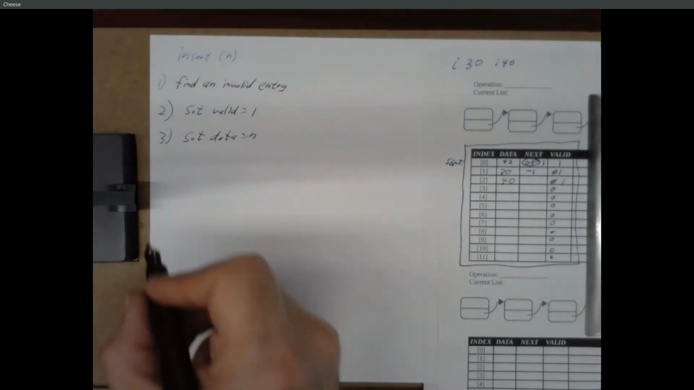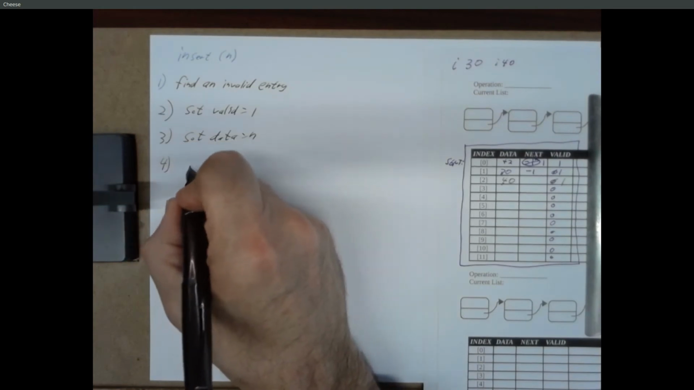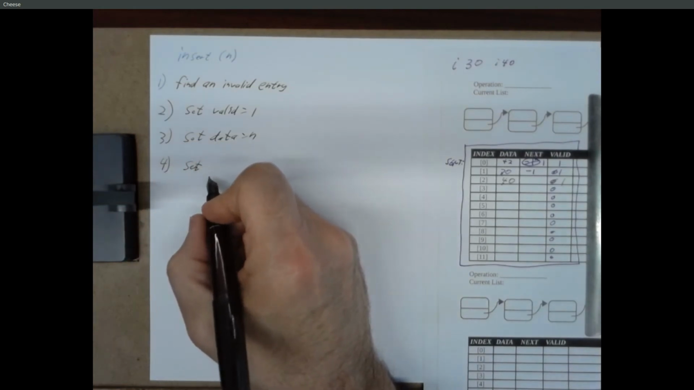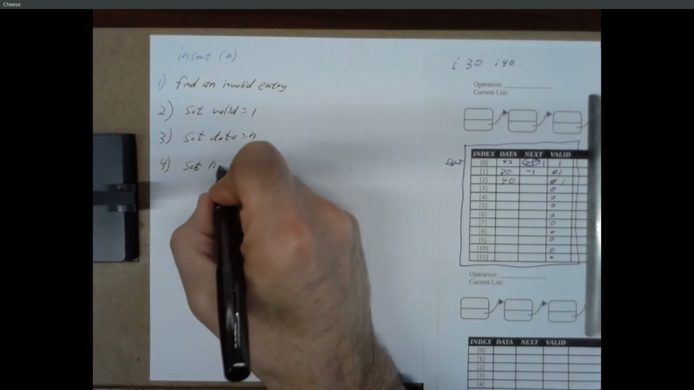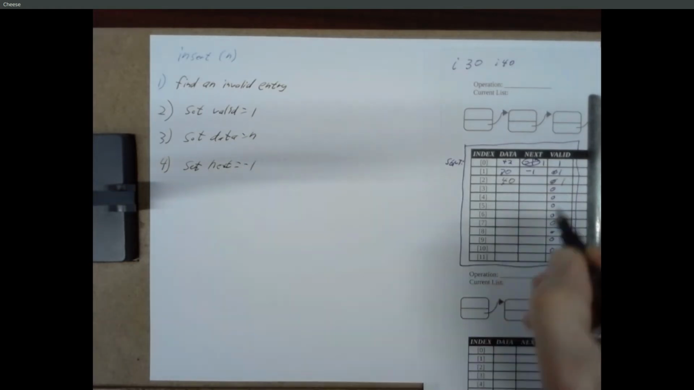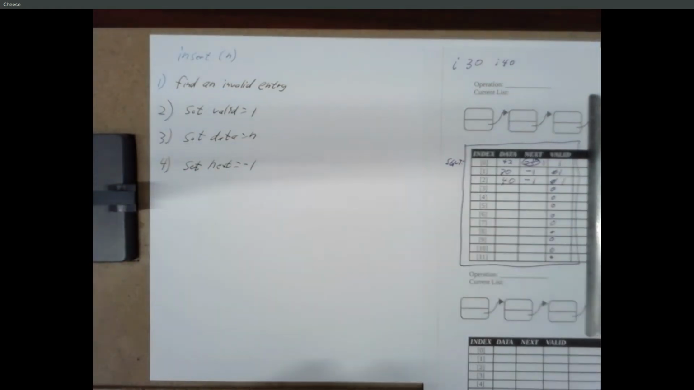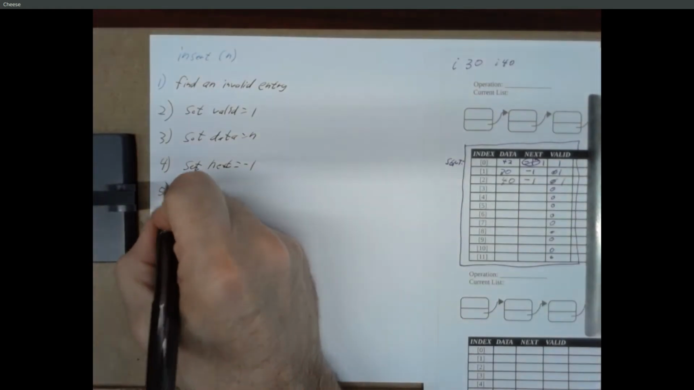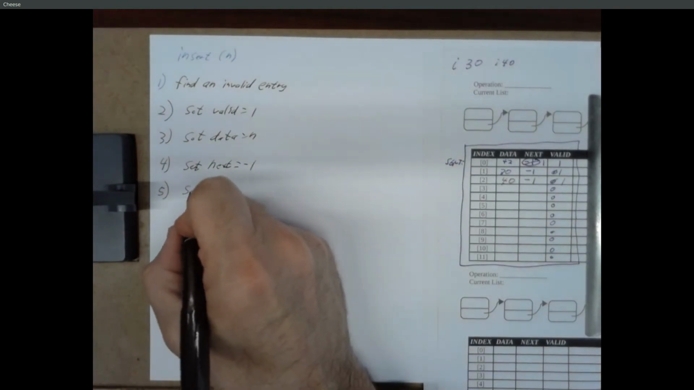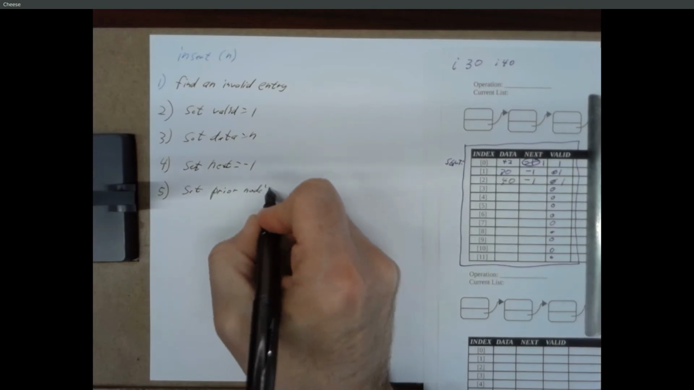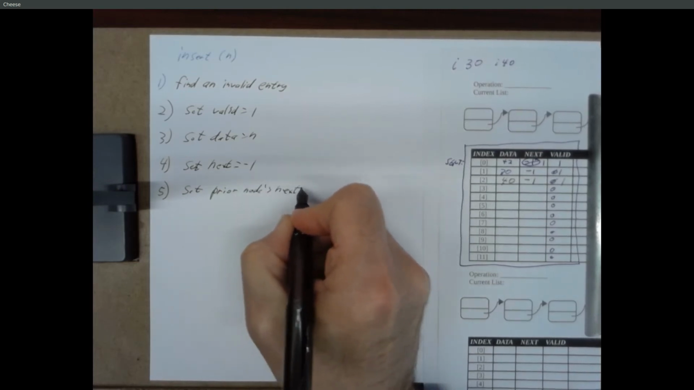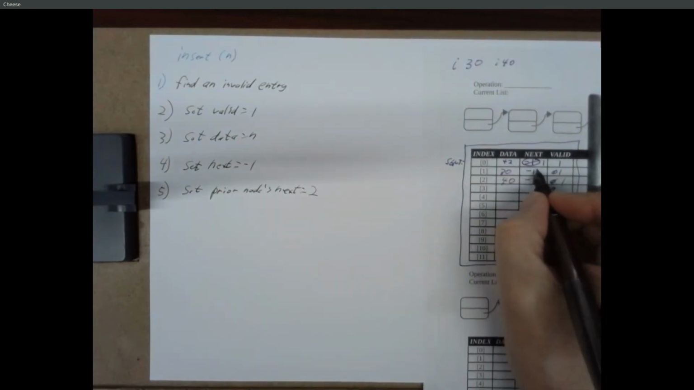Set node dot next, node bracket, set the next value to -1. Okay, set the next value equal to -1, because there's nothing coming after the 40. And then for the one before, you set it to 2. And then set the prior node's next equal to, in this case, 2.